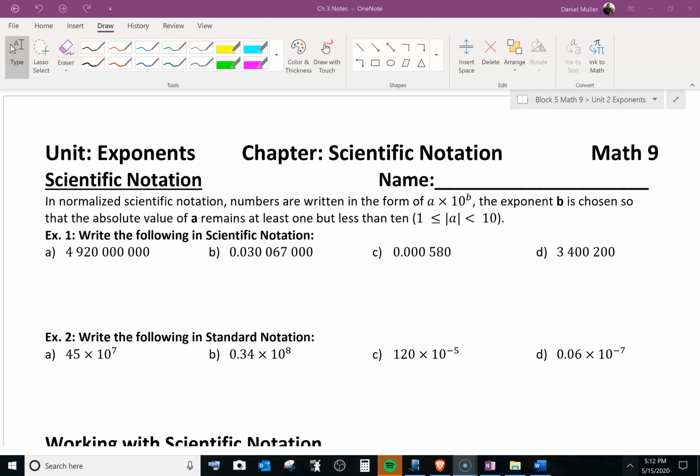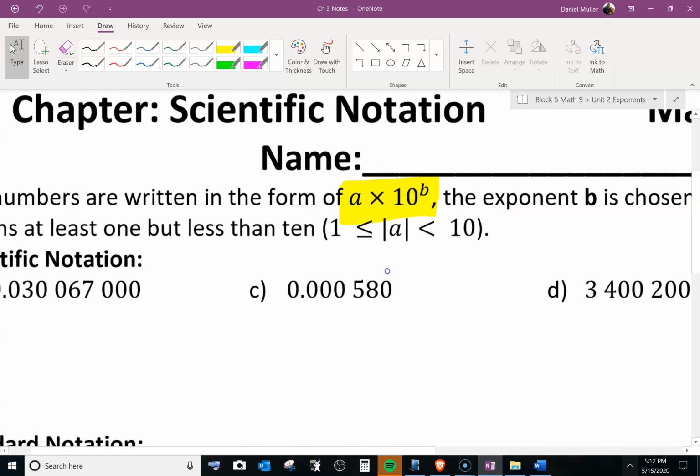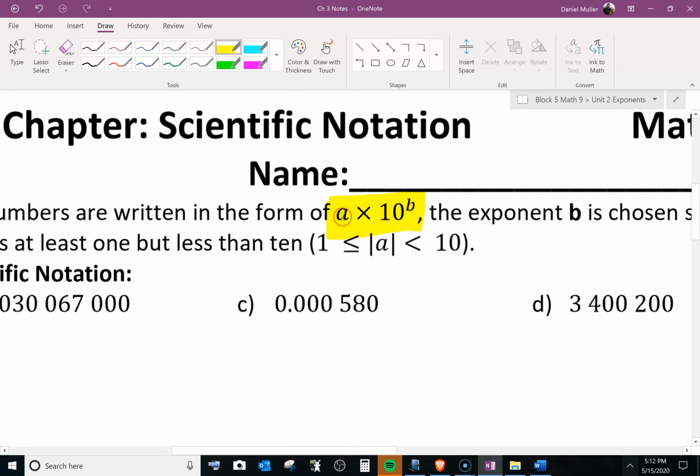Sometimes you have numbers that are so huge that it's easier if we just write them with exponents. So you can see here, we need to write it in this form. We need to have some number. We've called that A, but it'll just be some number. And B will also just be some number. So it needs to be some number times 10 to the some number.